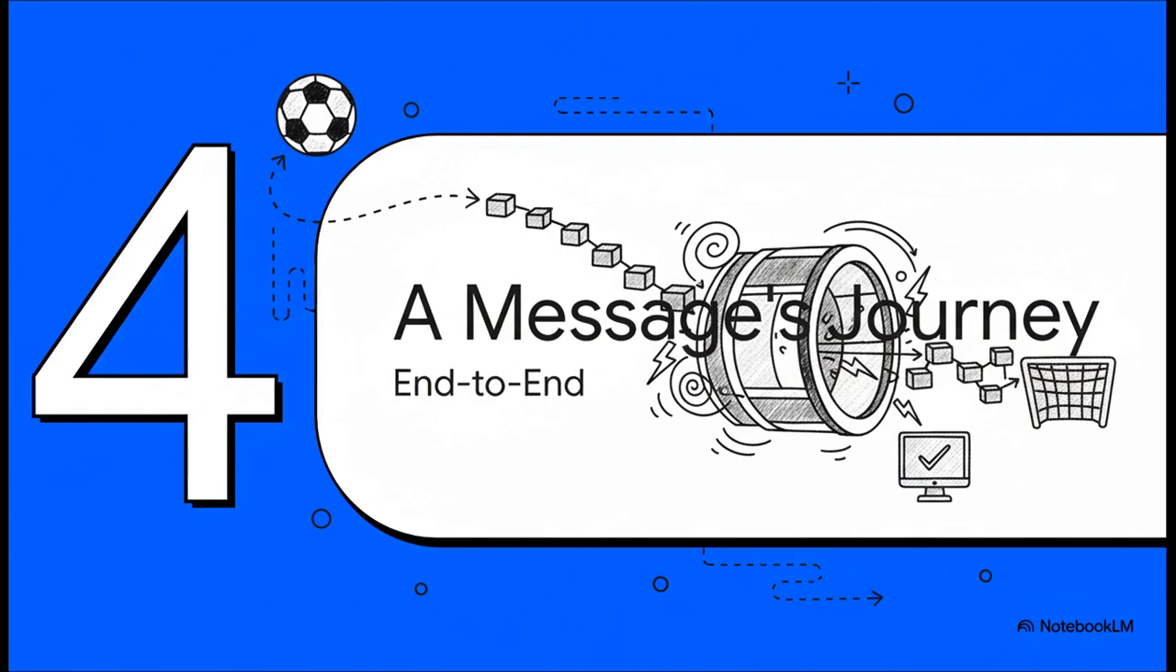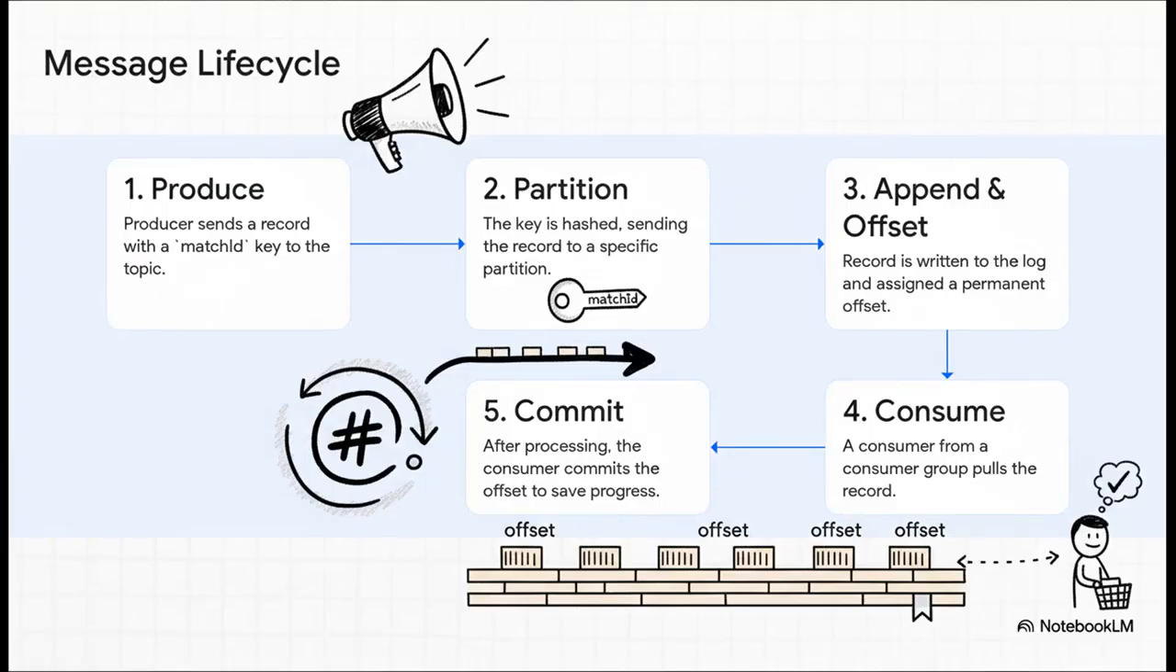Okay, so we've got the vocabulary in our back pocket. Now let's follow a single goal-scored event through the whole system, from the moment it's created to the moment it's processed. So, it starts with the producer. It creates a message with that critical match ID key. Kafka does a quick bit of math, a hash, on that key, and that tells it exactly which partition to send the message to. The message gets written to that partition's log and is given a permanent number called an offset. Later, a consumer pulls that message, processes it, and then tells Kafka, hey, I'm done with everything up to offset number 123. That's called committing the offset, and it's basically the consumer's bookmark.